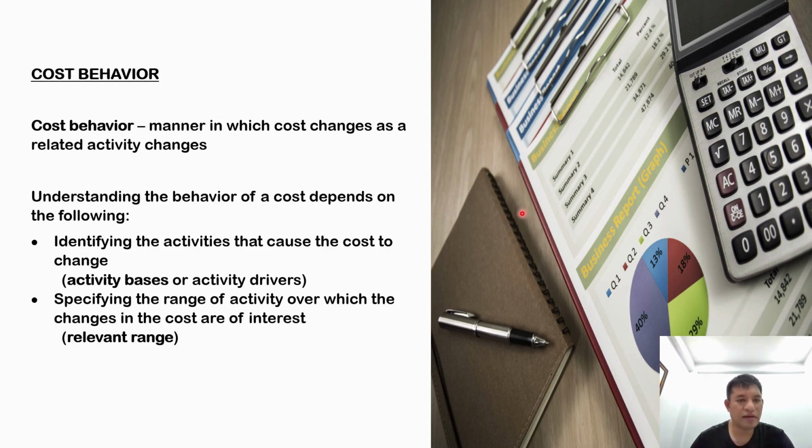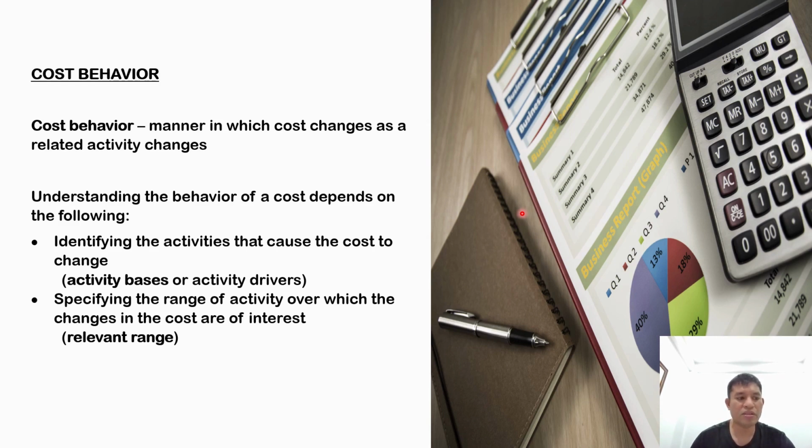To start with, let us first define what is cost behavior. So cost behavior is the manner in which cost changes as a related activity changes. So the behavior of costs is useful to managers for a variety of reasons. For example, knowing how costs behave allows managers to predict profits as sales and production volume changes.